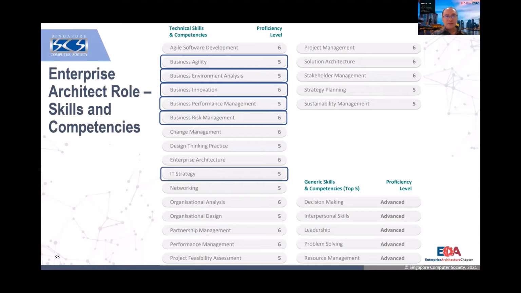Then IT strategy. Architect also needs to play a role in defining, so-called validating the strategy, right? And then organization analysis is very, very important, because sometimes the problem is not because of the technology, the problem is because of the organization structure. That's where the architects come in to analyze that, right? So in my last slide I will show you how we can do this.